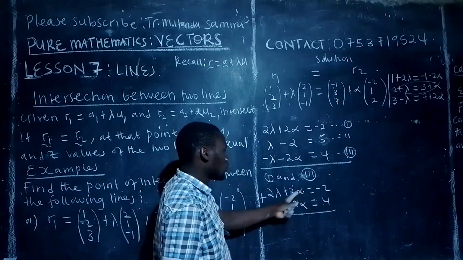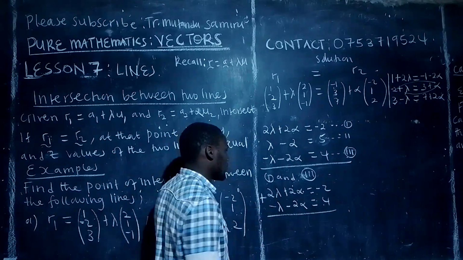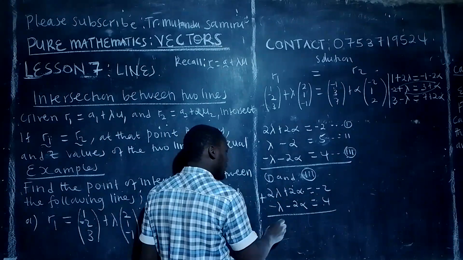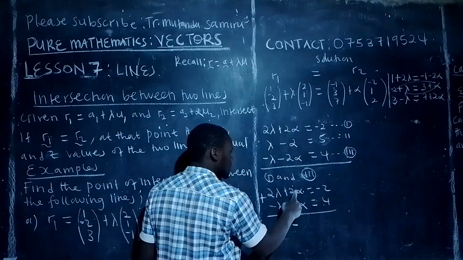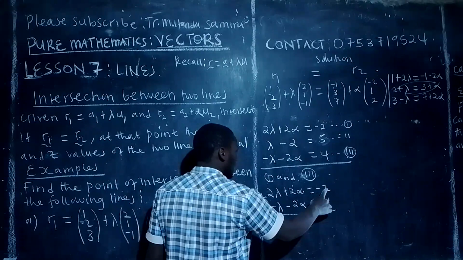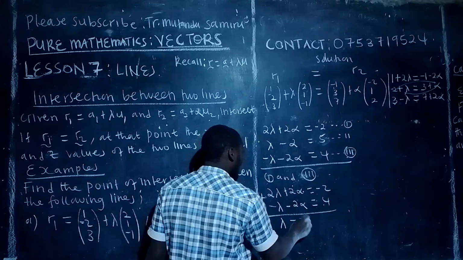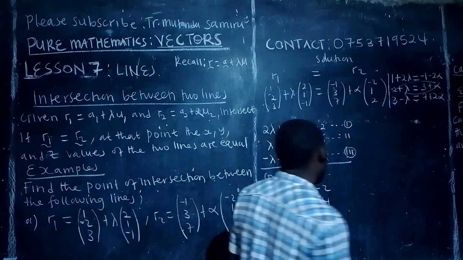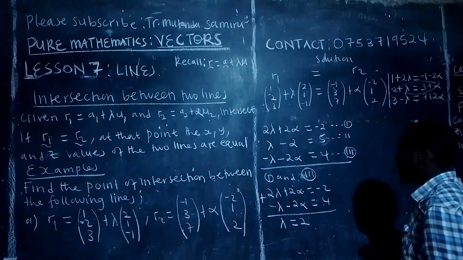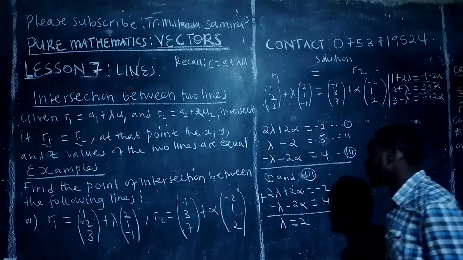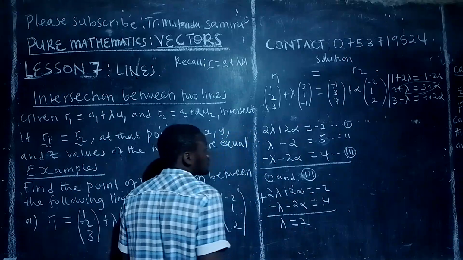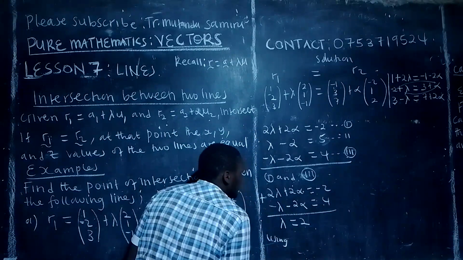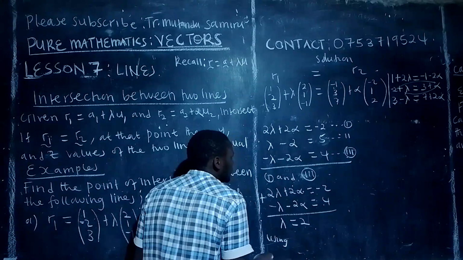Why am I adding? 2 alpha minus 2 alpha will give me 0. So 2 lambda plus negative lambda will give me lambda is equal to, this will give me a 0. Now negative 2 plus 4 will just give me 2. So my lambda is equal to 2. And if my lambda is equal to 2, what will I do? I will say using equation 1. So using this equation here, I want to use the simplest. I want to use equation 2.